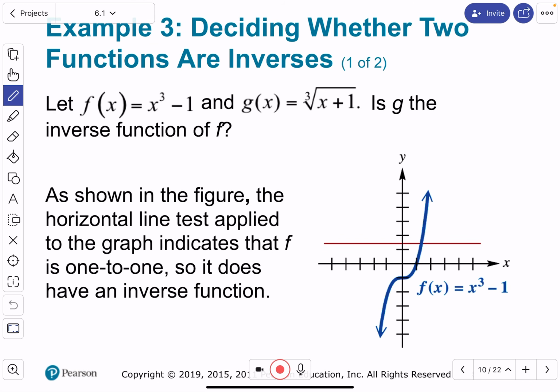So if we look at this, the blue line is f of x equals x to the third minus 1, and g would be the cube root of x plus 1. Are they inverses? Do they undo each other? So we're going to do that.